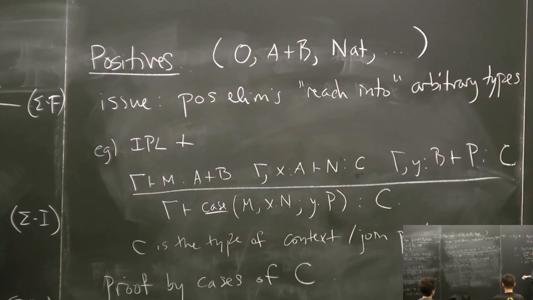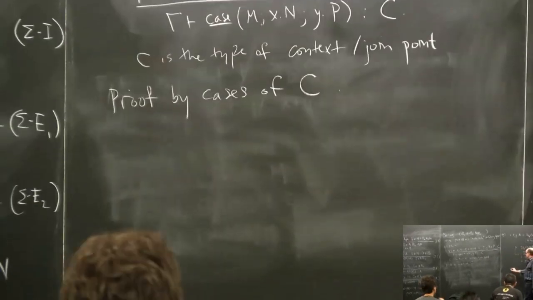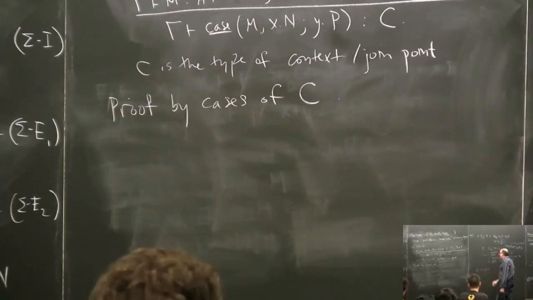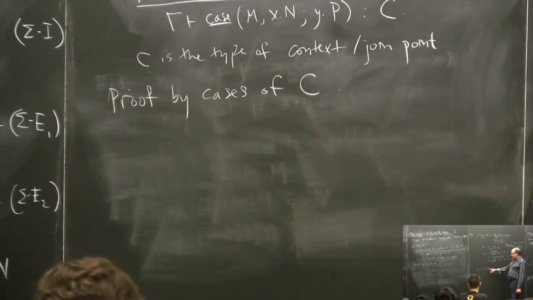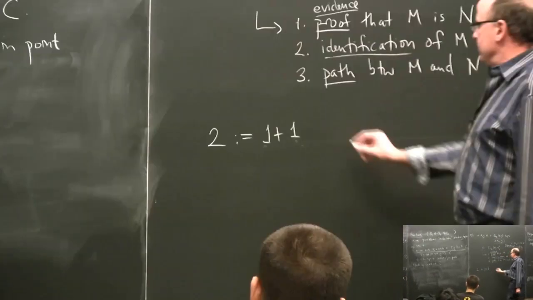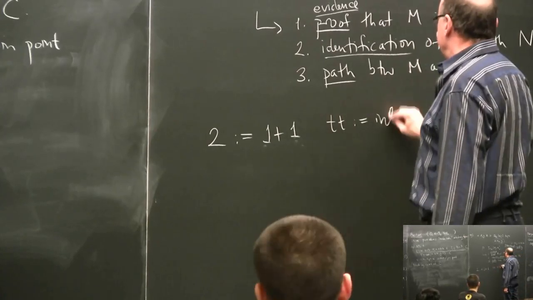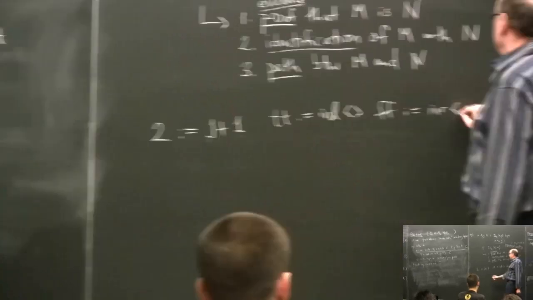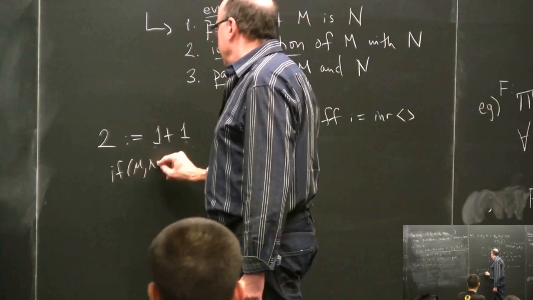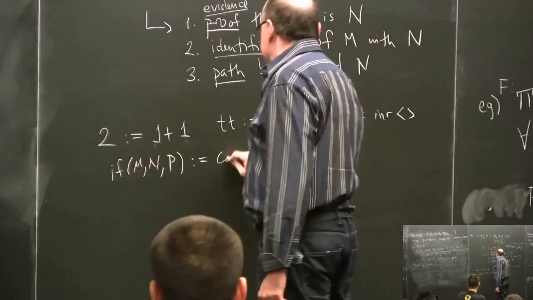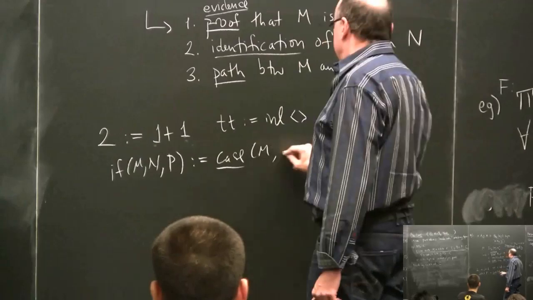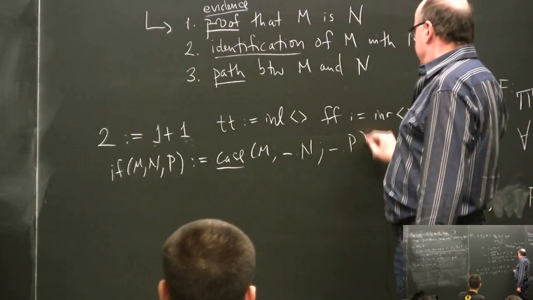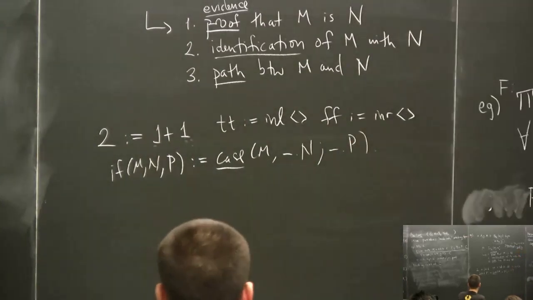An example of the kind of thing we might want to do, which will come up in a moment, is this. Let me introduce part of it now. Let's define 2 to be 1 plus 1. This is the unit type. Define true to be in left of the null tuple. Define false to be in right of the null tuple, and define if m and p to be the case analysis of m. I don't care about the value because I already know it's the null tuple, and I don't care p. So write it like that.